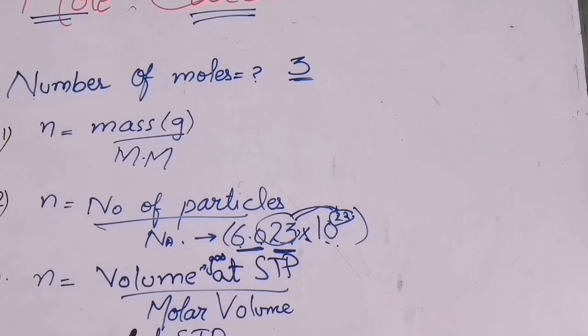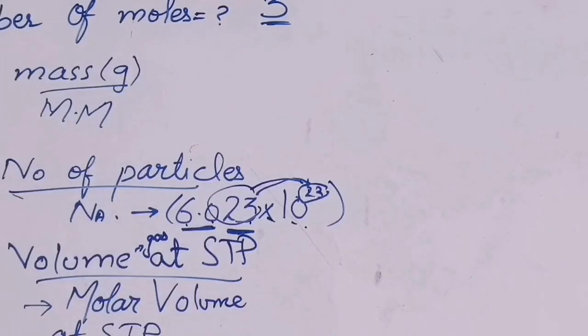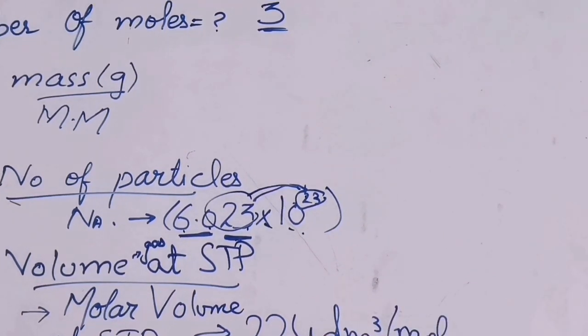And what were the values of STP? I already told you in the previous video. But let me also tell you the value of molar volume. What was it? It was 22.4 dm cube per mole. Now let us go towards the mole calculations.